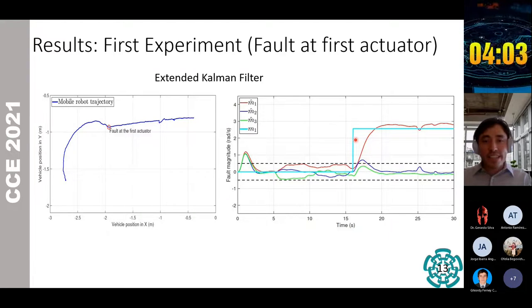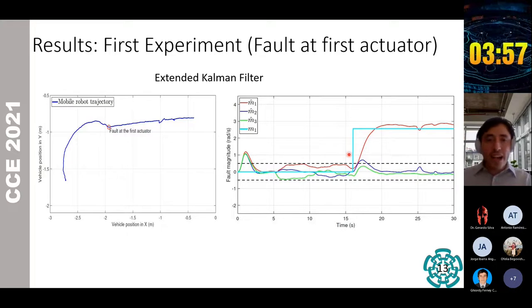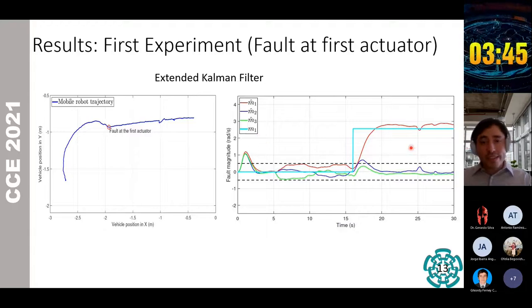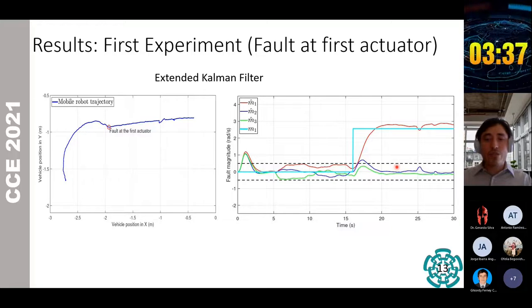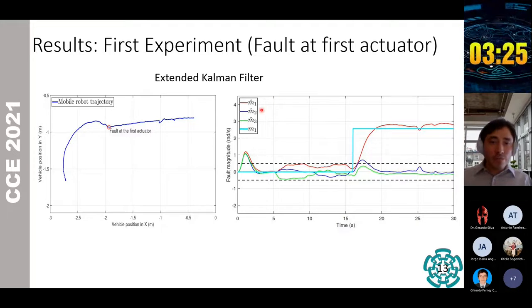Here, the fault is injected in the first actuator at the 16 seconds of the experiment, and after that, the estimated fault magnitude of the first actuator converges near to the real magnitude of the fault at the first actuator, whereas the other two estimated fault magnitudes keep near to zero because in their respective actuators haven't occurred any fault. For this reason, the fault isolation and detection are achieved too, because every estimated fault magnitude is related to a specific system fault.